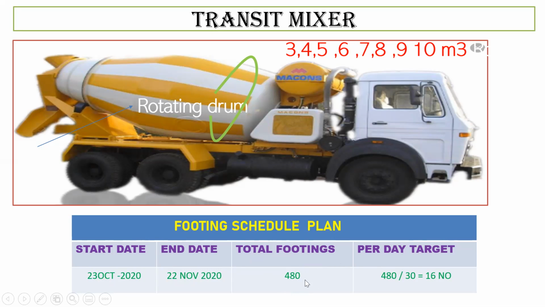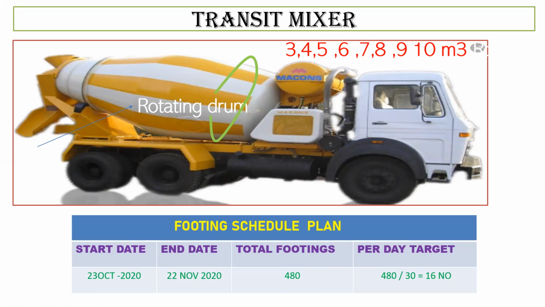If this has to be achieved, what is the per day target? It's very simple mathematics again. 480 divided by 30, the number of days, gives 16. That is the number I have to cast per day. That is, I have to cast 16 footings per day, so that by the end of the 30th day, that is by the end of 22nd November, I'm going to finish all 480 footings present at my site.